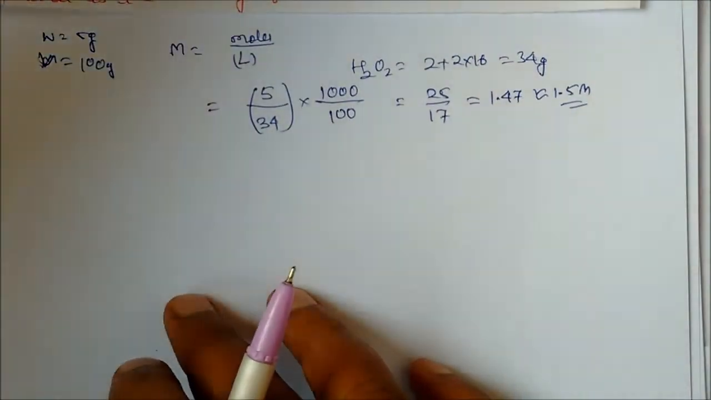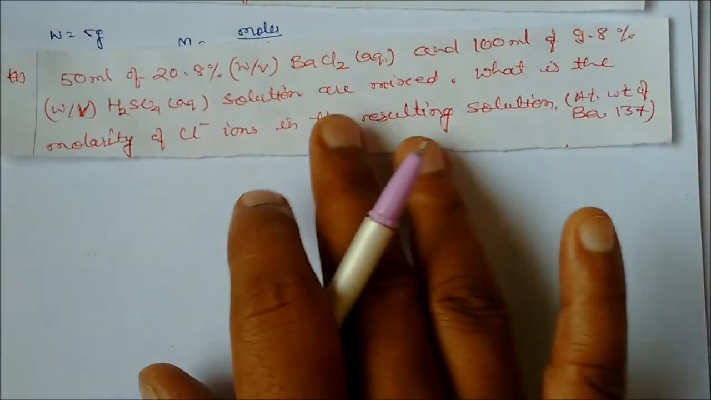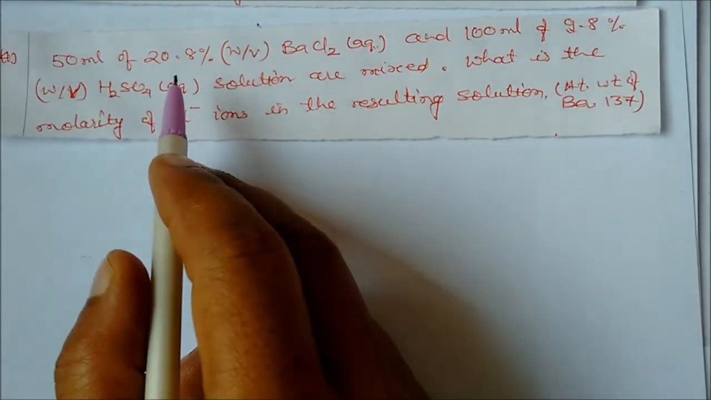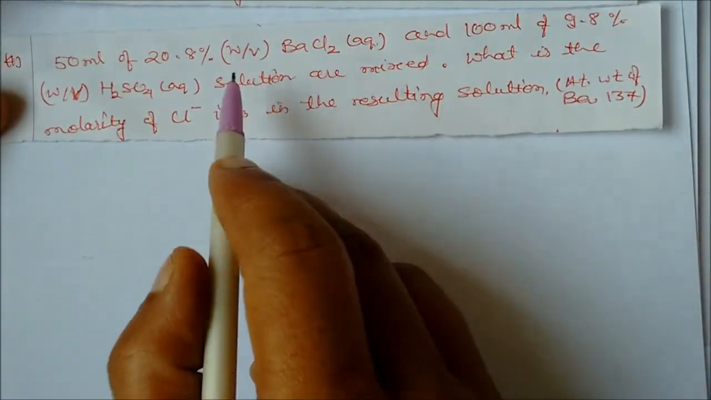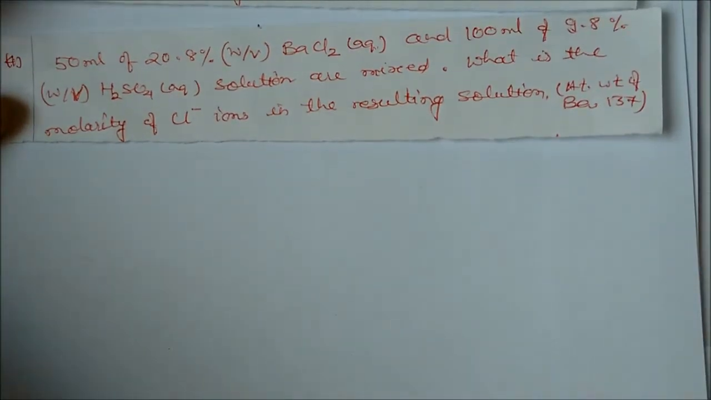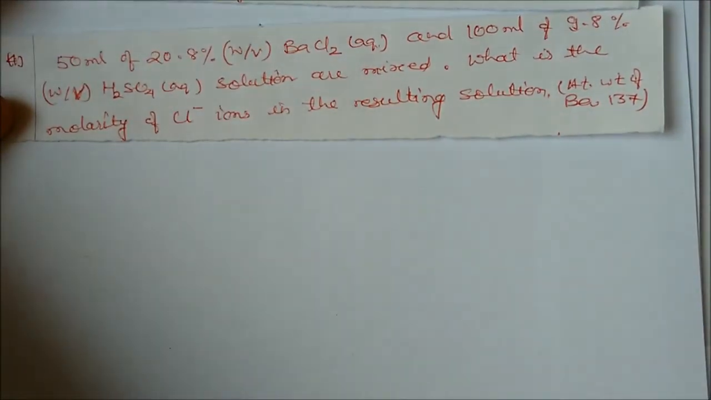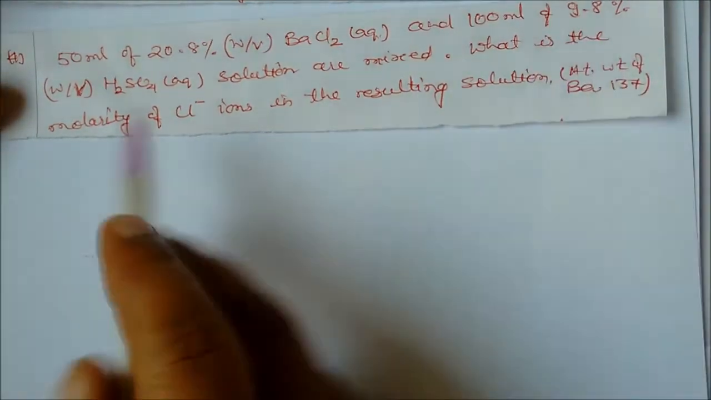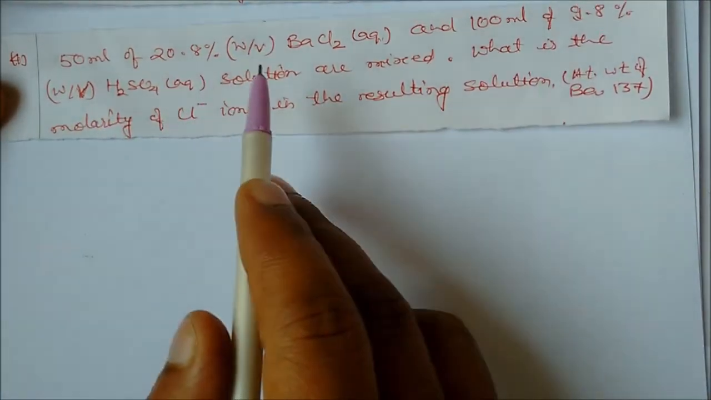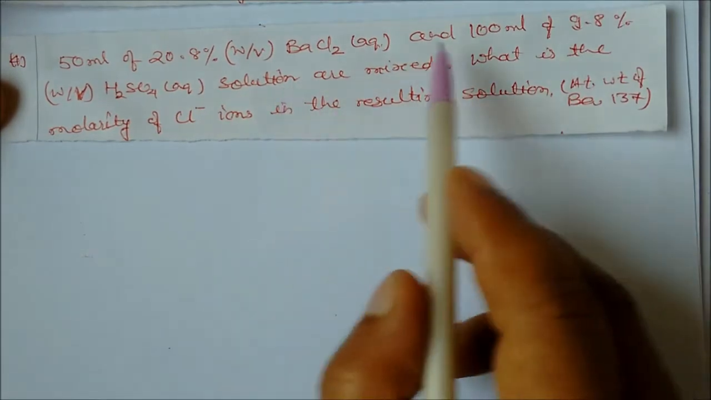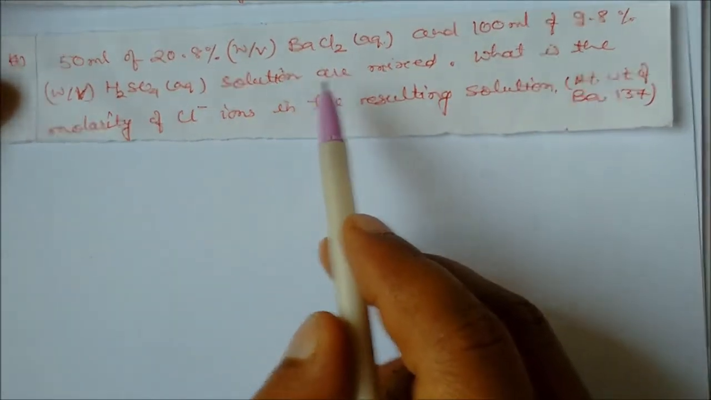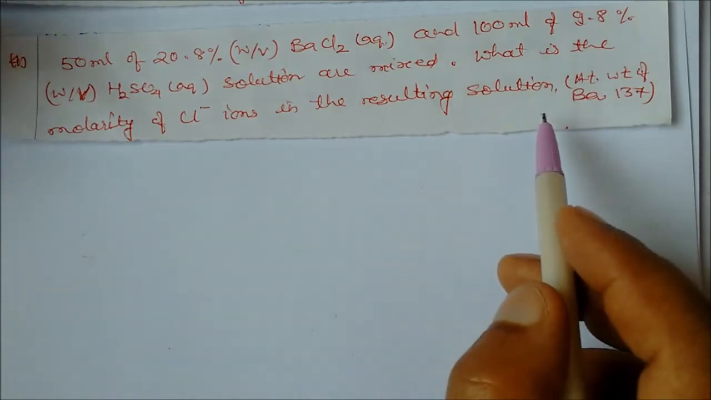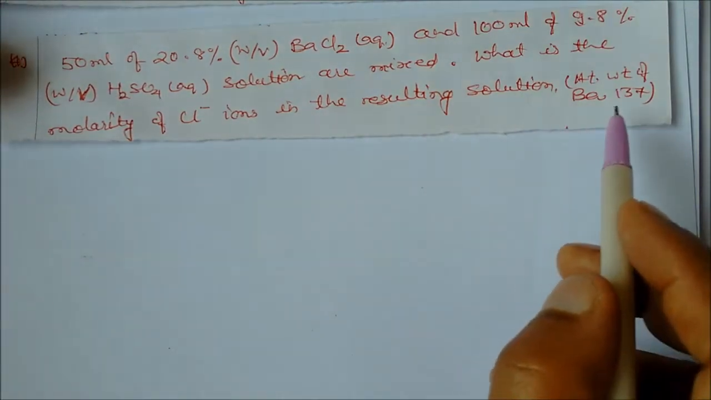The next problem is: 50 ml of 20.8% W by V barium chloride aqueous solution, and 100 ml of 9.8% W by V H2SO4 aqueous solution are mixed. What is the molarity of Cl ions in the resulting solution? The atomic weight of barium is 137.